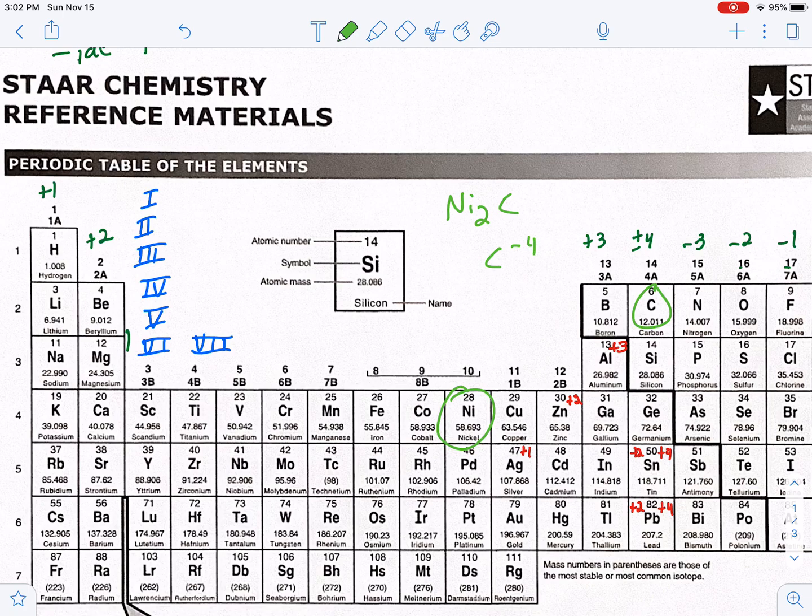Now, I have 2 nickels, and I need to get to a +4. So what I'm going to do is +4 divided by how many nickels I have, which is 2. So that means I'm going to have 2 of them, where the charge of each one is going to be a +2. So this nickel is going to have a +2 charge. If you want to check your answers, you can check your charge. 2 times +2 gives me +4. I only have 1 carbon. 1 times a -4 is a -4, so that's perfectly balanced.